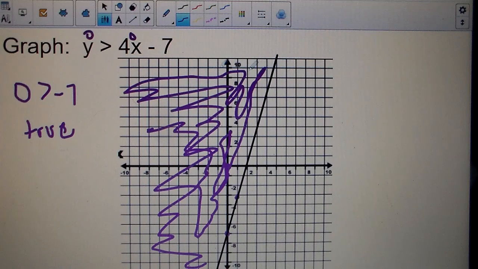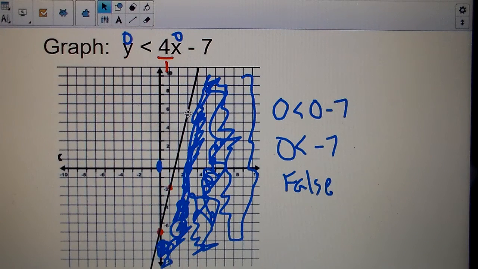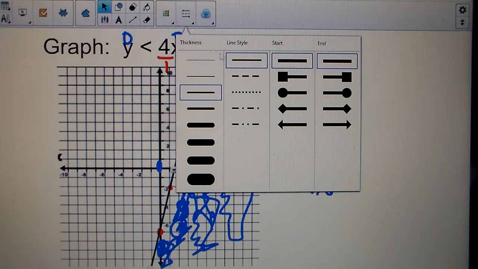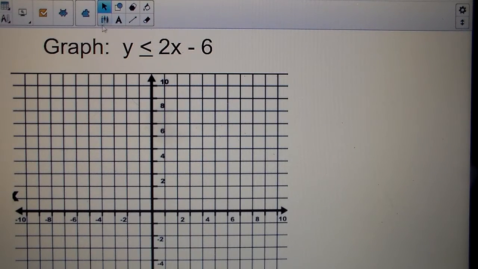And yes, this line's supposed to be dashed because it's greater than. So I'll make that a dashed line. So everything's perfectly correct there. So we have a dashed line, and everything on that side is shaded. I bet I did the same thing here. Yeah, I forgot to make this a dashed line. Alright. So if you caught that, good job.